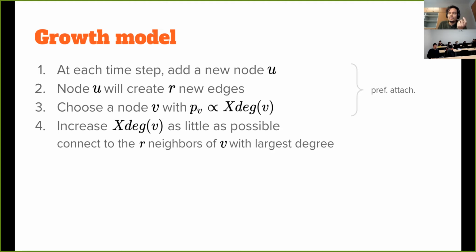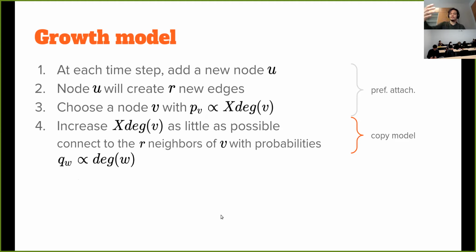Let me say that this second step is sort of reminiscent of the copying model, because I'm choosing a node in the network, and instead of connecting to it, I'm connecting to a neighbor, right? Now I want to add a little bit of variance to this. So instead of connecting to the neighbors of largest degree, I'm going to connect to the neighbors with probabilities depending on their degree. And because I want to use degree to tune the amount of localization that I find, I'm going to add this parameter beta here.